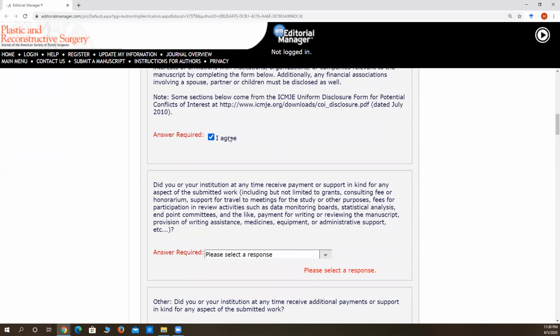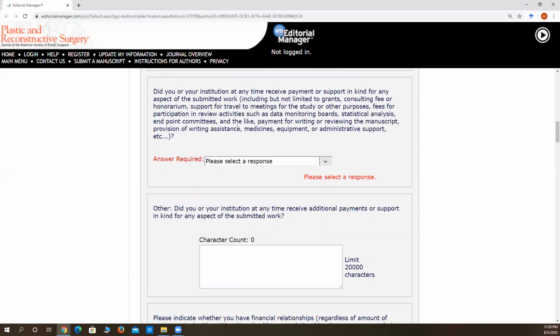In many of these questions, you don't have an option other than to agree. If you want to submit to the journal, if you don't agree with the terms, you can withdraw your paper, but make sure before you click I agree to read all the instructions to make sure you don't violate them.